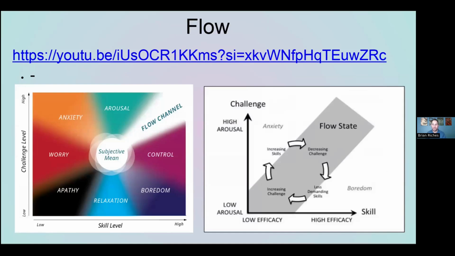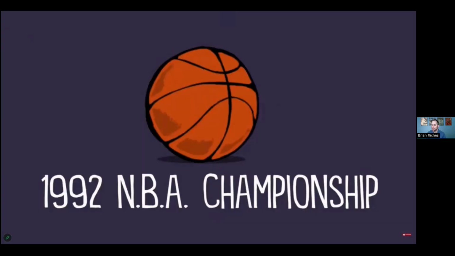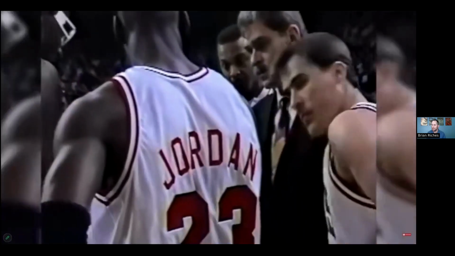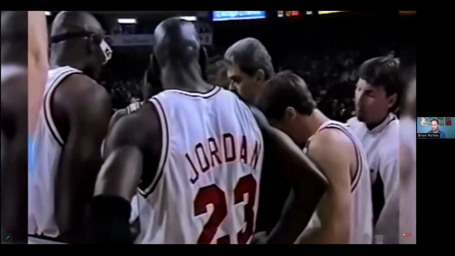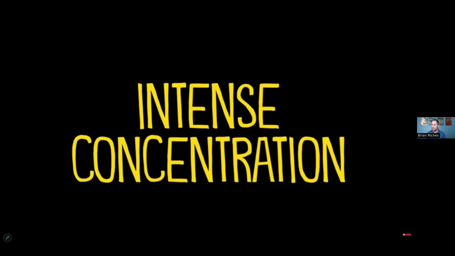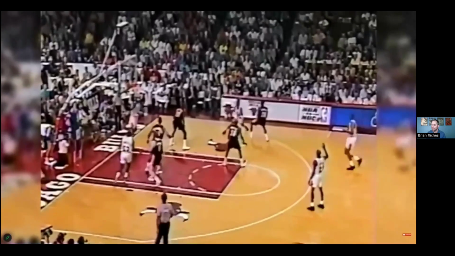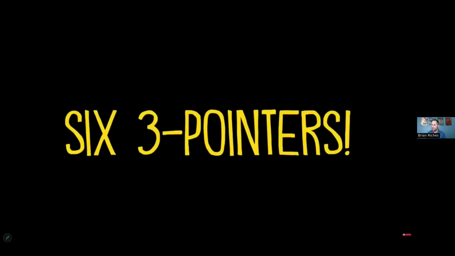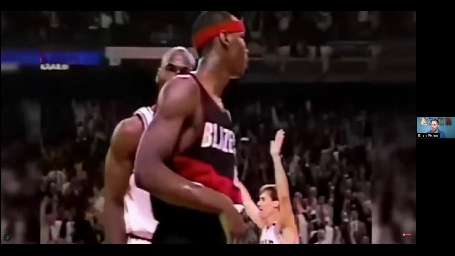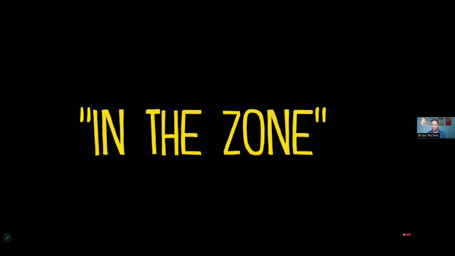It was the first game of the 1992 NBA Championship Series. The Portland Trail Blazers were pulling ahead of the Chicago Bulls when Phil Jackson called a timeout. Michael Jordan emerged from this timeout with a sense of intense concentration. And though it didn't seem like a big deal at the time, he would then go on in the next 18 minutes to hit 6 three-pointers. At one point, he looked to the sidelines and shrugged his shoulders, seemingly surprised by his own success. He later described this experience as being in the zone.